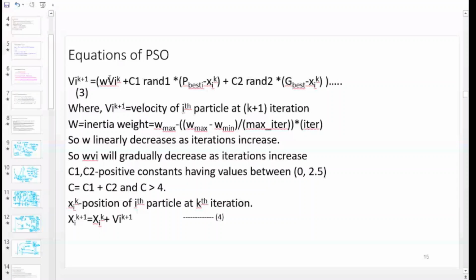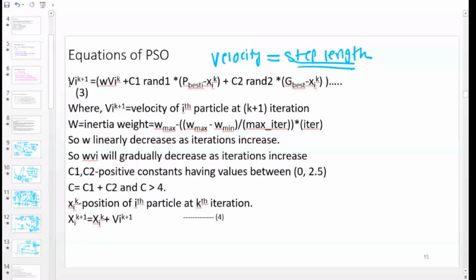So this step length is nothing but the velocity. See, this velocity term is slightly misleading, right? In the book velocity is written, but velocity is nothing but the step length of x. So step length of every particle, i means particle number, right? And k is the iteration number.